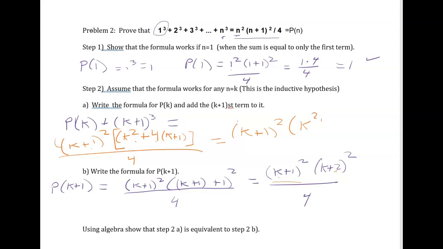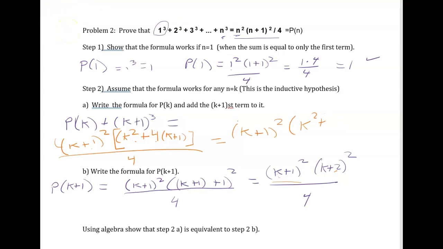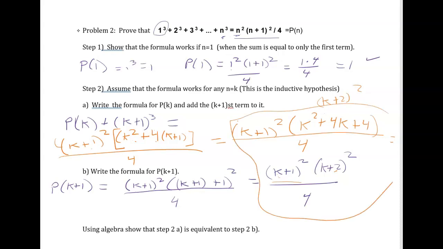I get K squared plus 4K plus 4. Sorry, I forgot the K. I'm talking and writing too fast. K squared plus 4K plus 4 when I distribute that 4. And what do you know? K squared plus 4K plus 4 does factor to K plus 2 squared. So these two things are equal. So you are done. Now you could write out this last step to make this look exactly like that.